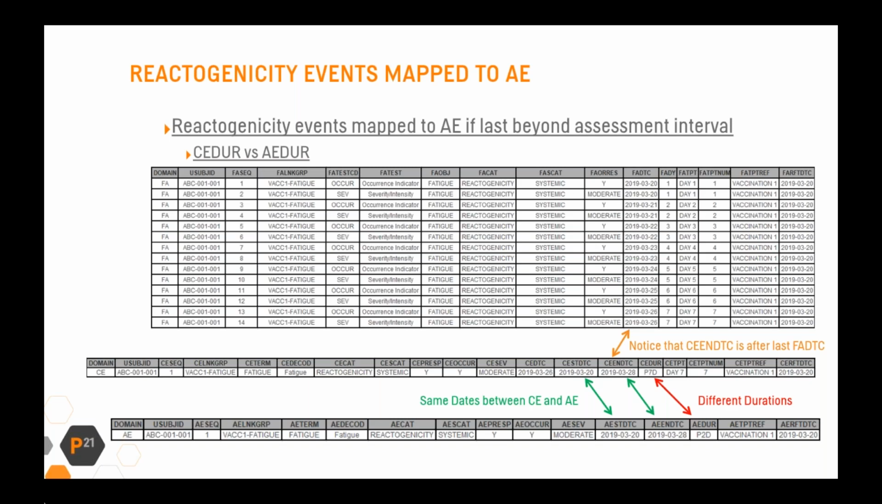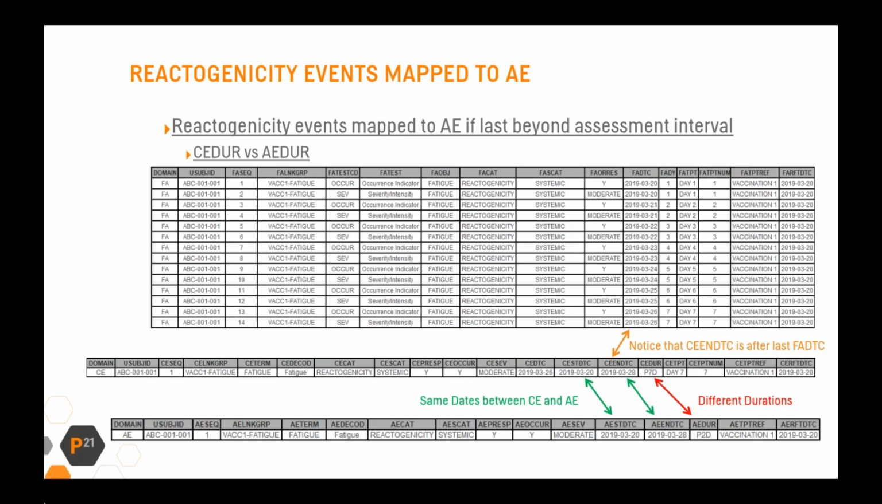And we can see that that gets rolled up into one global clinical event record for fatigue, where the start date, the CE start date, matches the first occurrence of fatigue from the FACE domain. The CE end date, you can see, is 2 days after the last fatigue record assessment in FA. So this means that fatigue continued beyond that assessment period.